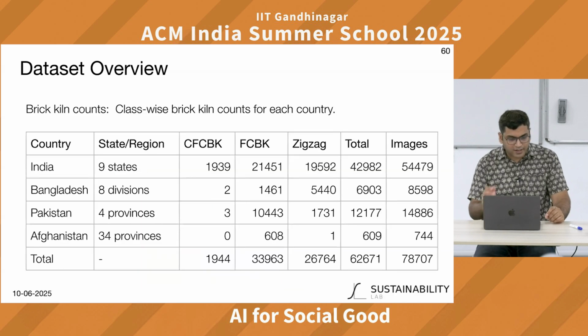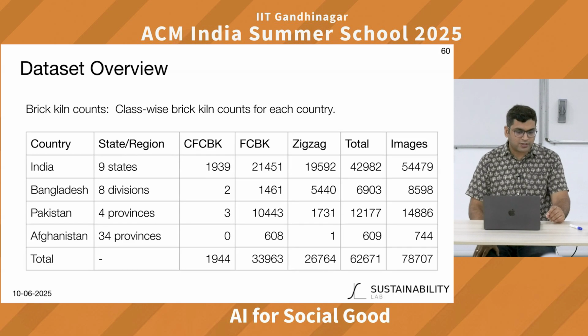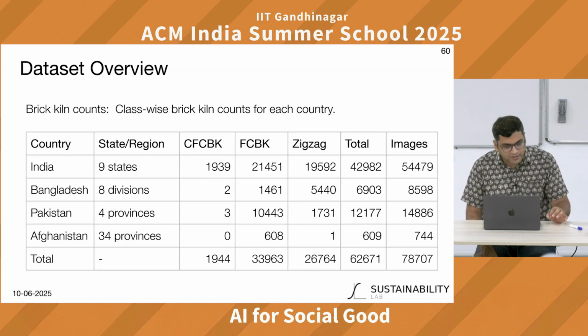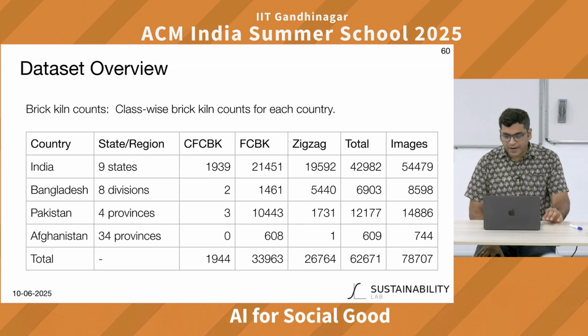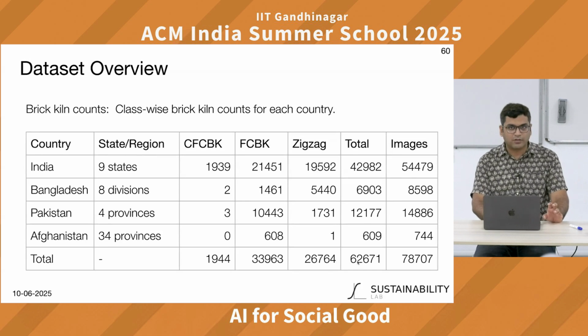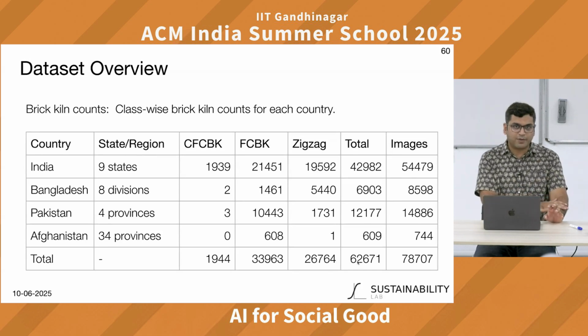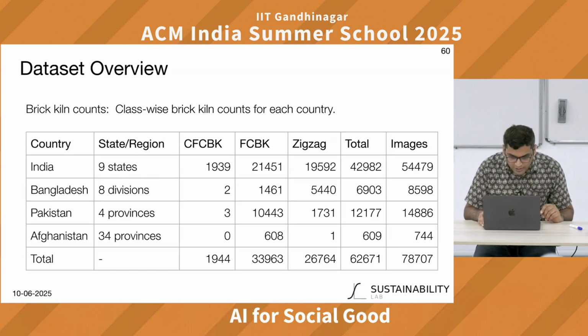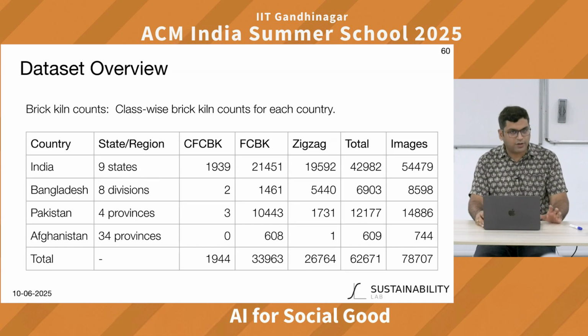So we created this data set when we looked at 9 states in India, 8 divisions in Bangladesh, 4 provinces in Pakistan, 34 provinces in Afghanistan. And we ended up looking at around 75,000 to 1 lakh images. And the total count of brick kilns that we obtained across these 4 geographies is about 63,000. We went from 30,000 in the previous case to about 63,000, which is a significantly larger jump, and also across the geographies.